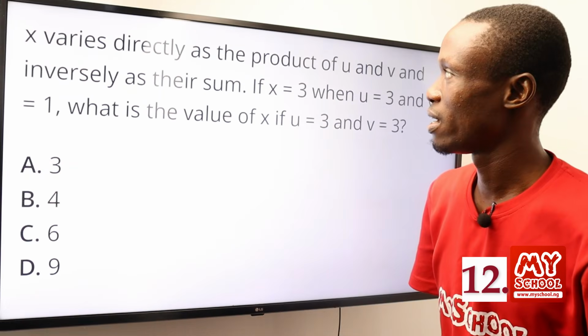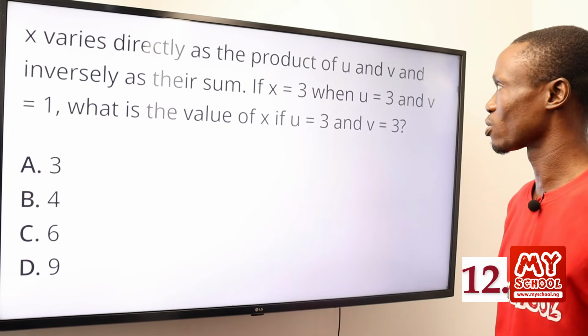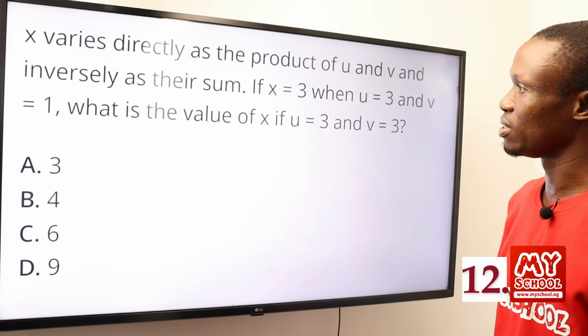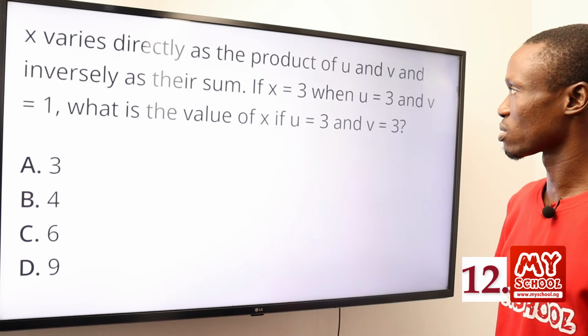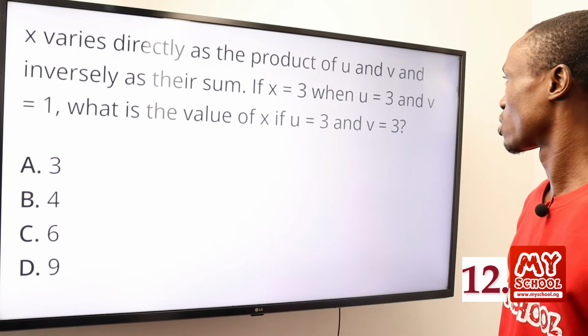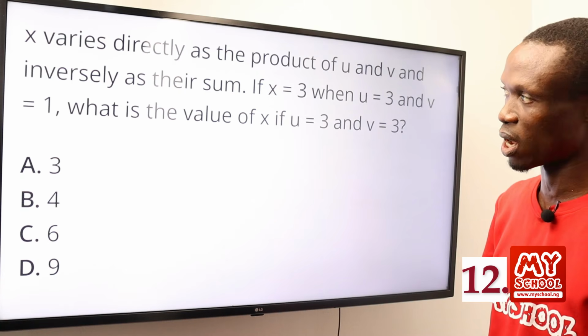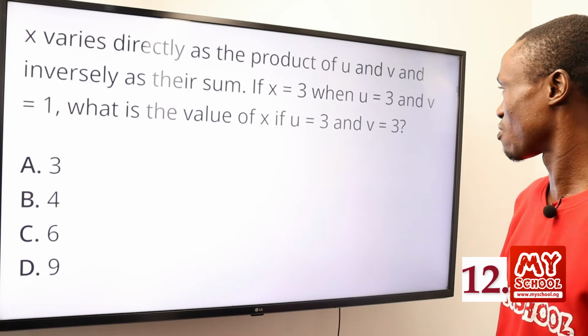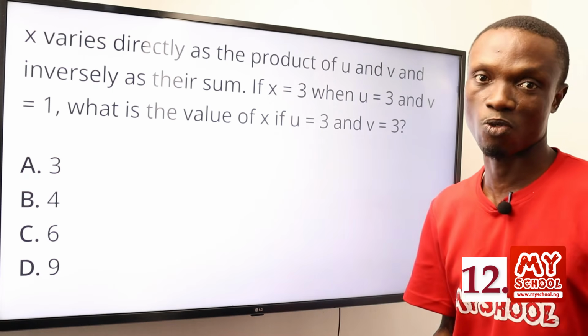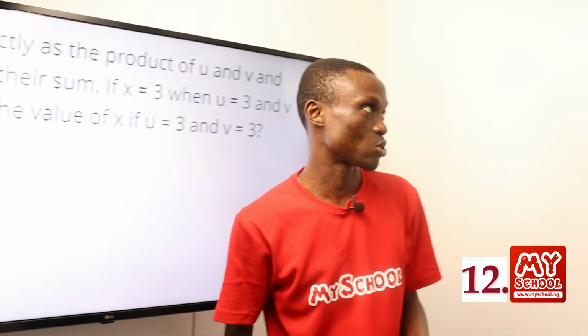Question 12. S varies directly as the product of U and V, and inversely as their sum. If S is equals to 3 when U is equals to 3 and V is equals to 1, what is the value of X if U is equals to 3 and V is equals to 3? So let's move over to the board to provide answer to this question.